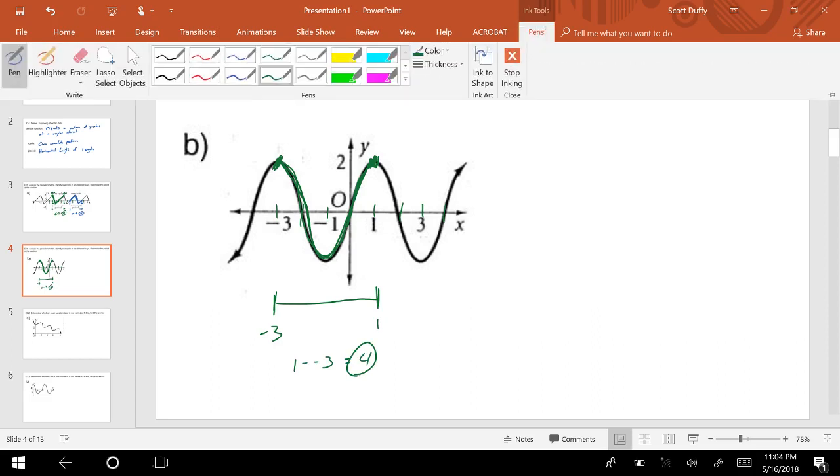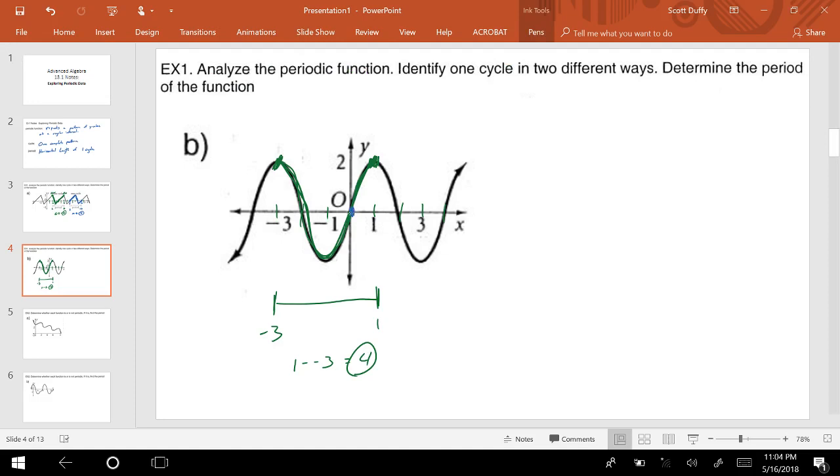Now let's do it the other way. What if we start at an x-intercept, and this is where it approaches from the bottom, go through, skip this one, this x-intercept right here, because it approaches from the top, keep going to this x-intercept right here, because it approaches from the bottom. That period would start at 0 and end at 4, which has a distance of 4.